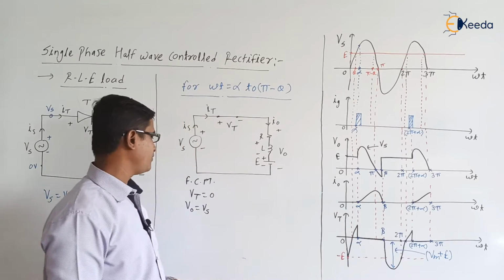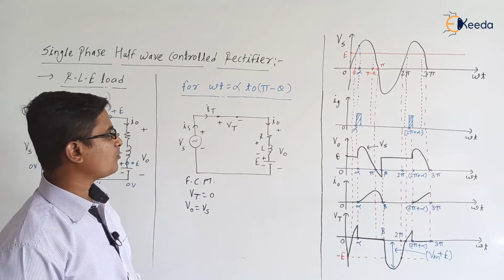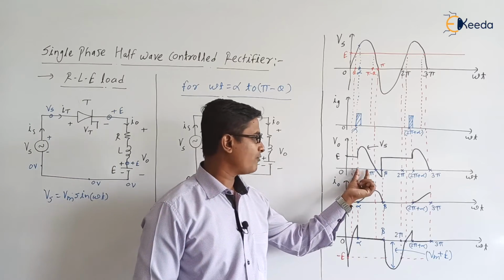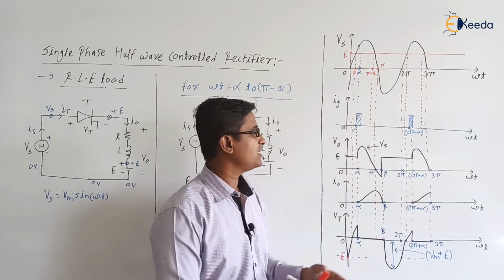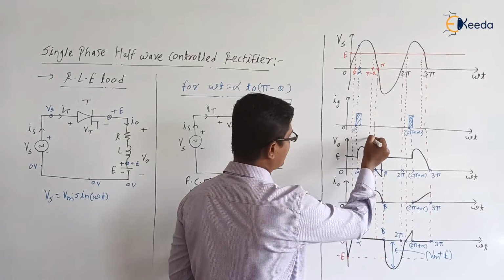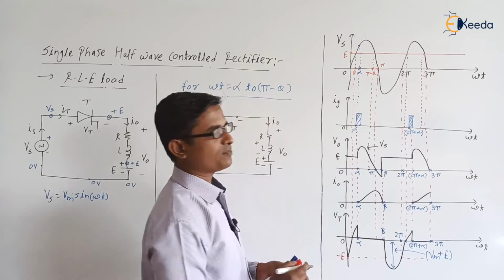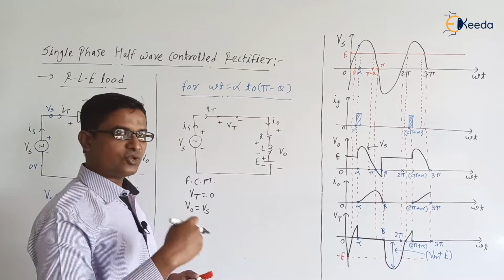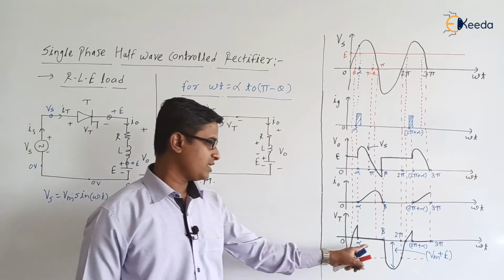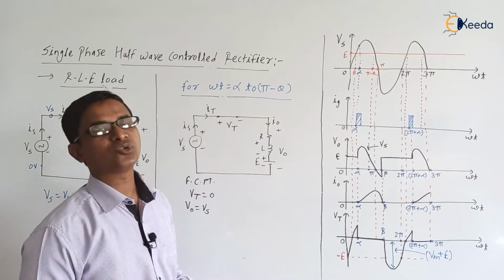Okay, if you check the waveforms from alpha to pi minus theta, pi minus theta is nothing but from here we can take the projection. During this interval, V0 is the same as the supply voltage. I0 is increasing slowly. What is Vt? Vt is equal to 0. The inductor goes on storing the energy, right?